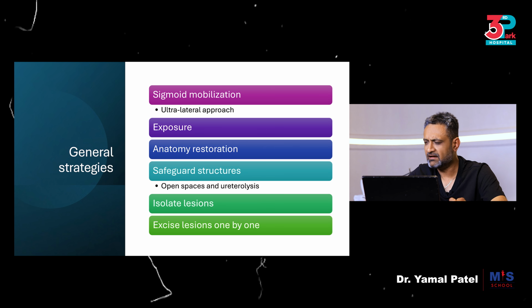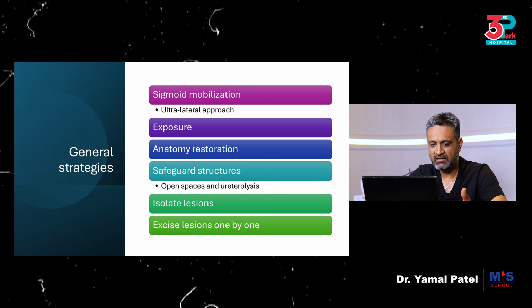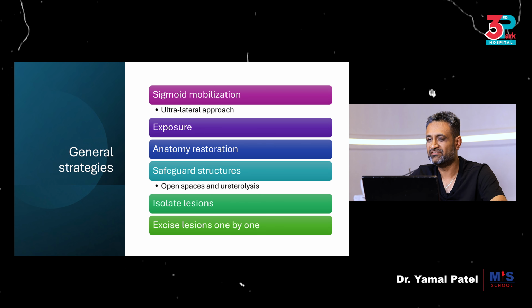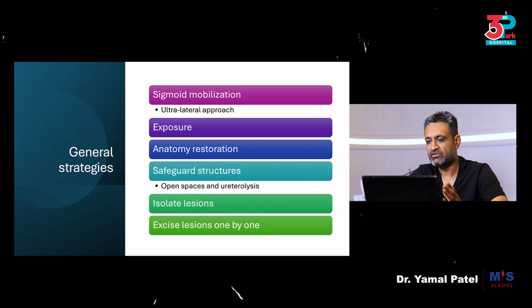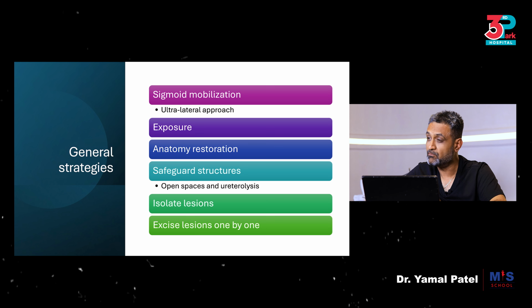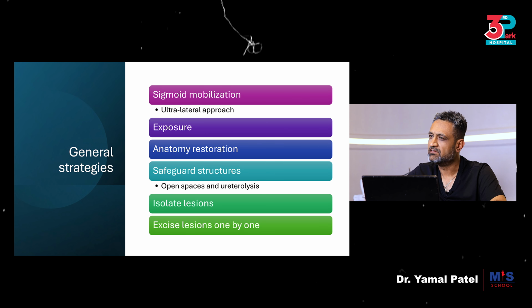Number one, it starts with sigmoid mobilization using an ultralateral approach, as one of my friends usually alleges it to be. And you would actually go quite high up to make sure that you've freed the sigmoid and the descending colon. You get exposure after this. You have to ensure you get adequate exposure, retain or restore the anatomy.